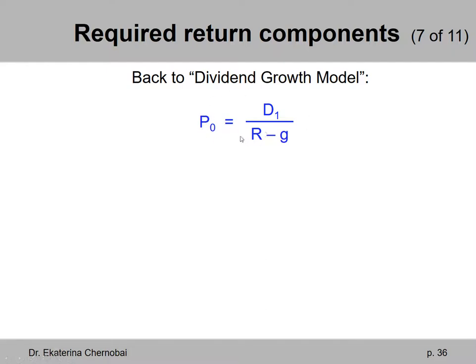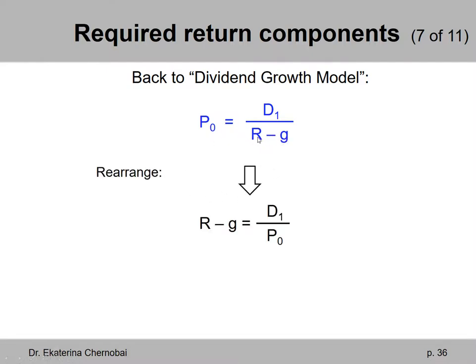So the formula was what? Price 0 equals dividend 1 in 1 year divided by R minus G. What we want to do now with this formula is feed it into the topic we are on right now, the required return components. So we want to rearrange it to solve for R, the required return.